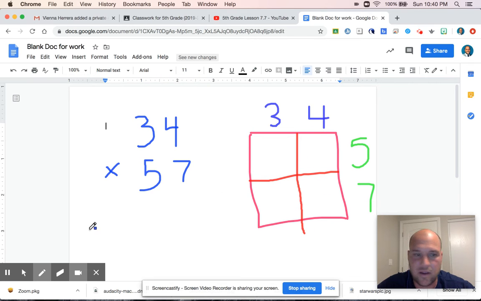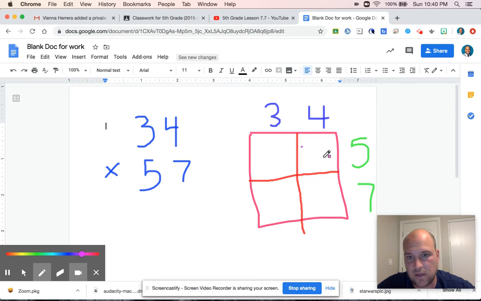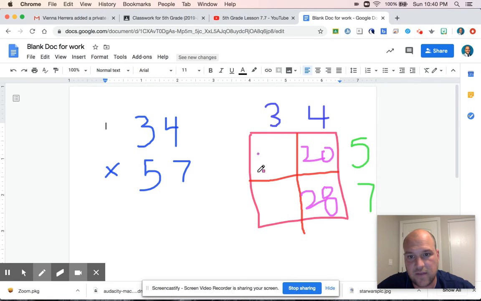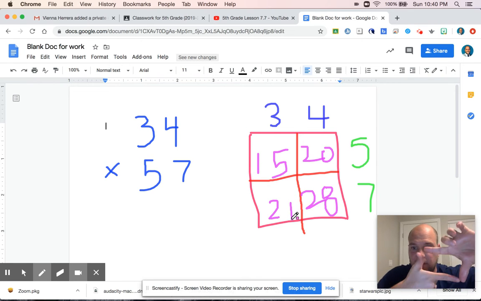Then you just multiplied. 4 times 5 is 20. 4 times 7 is 28. 3 times 5 is 15. 3 times 7 is 21. It's hard to write. I'm literally using the little mouse pad, so I'm doing it with two fingers. Okay, and then you add them all up, right? 34 times 57. So I just add all these up in these boxes.